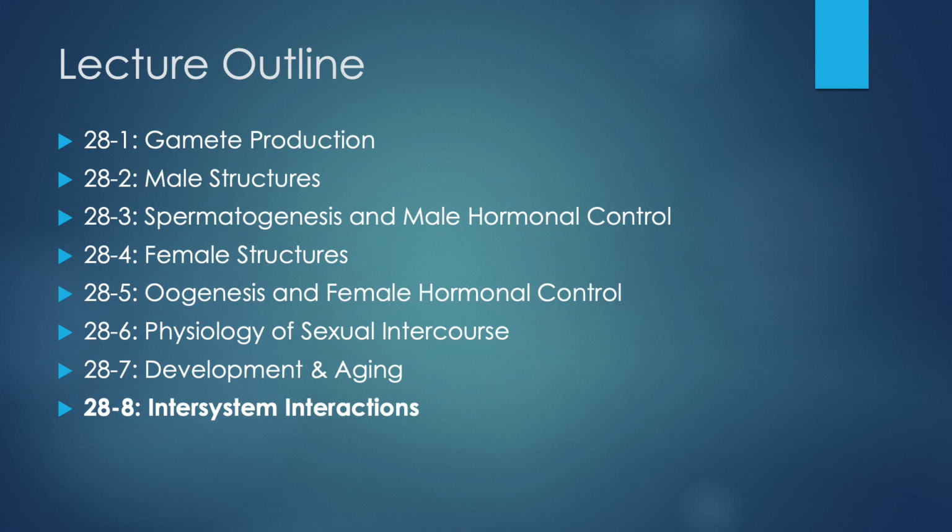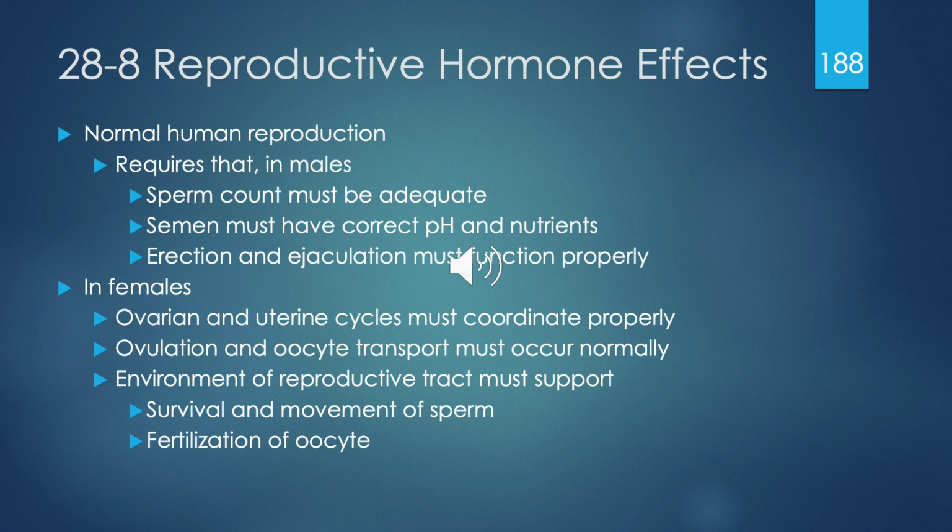Lastly, let's look at intersystem interactions. Normal human reproduction requires that males have an adequate sperm count, the semen has to have the correct pH and nutrients to support the sperm, and erection and ejaculation both must function properly to be able to deposit semen.